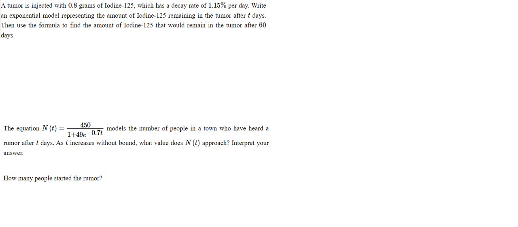A tumor is injected with 0.8 grams of iodine 125, which has a decay rate of 1.15% per day. We're going to write an exponential function that represents this after t days. So the generic function that we're going to write is A of t equals a times b to the t power here. T is going to be our variable because it tells us right there.